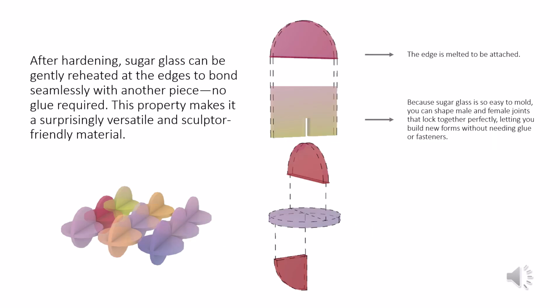Once hardened, sugar glass can be gently reheated at the edges to bond with other pieces. No glue needed, making it a versatile material for sculpting.